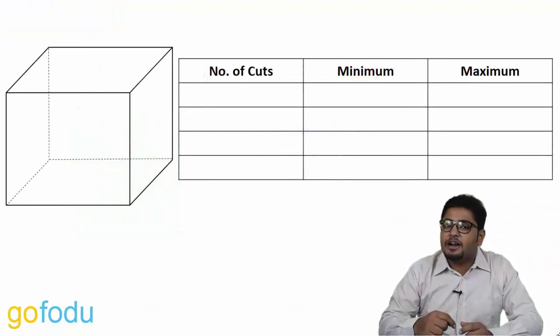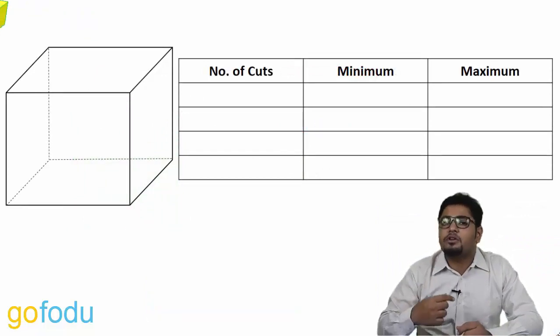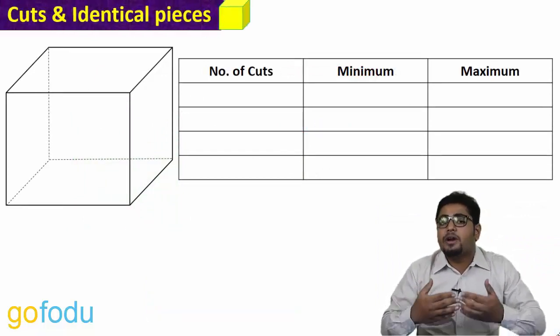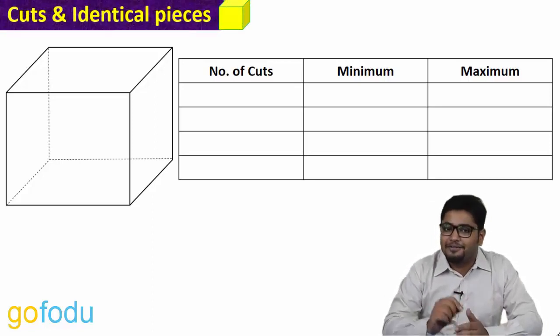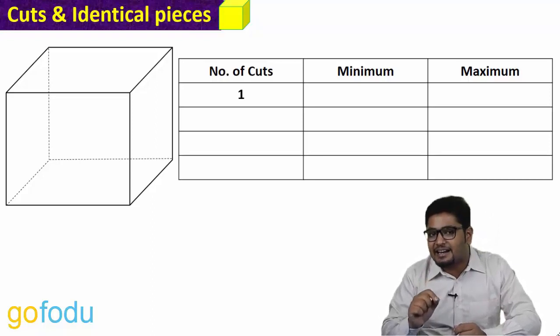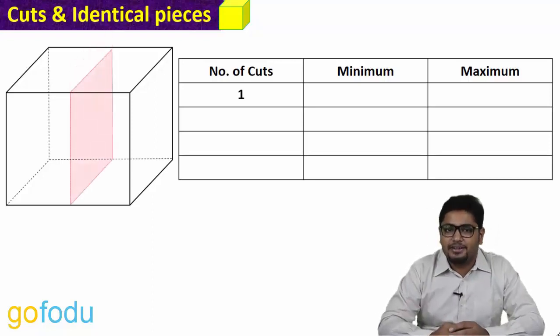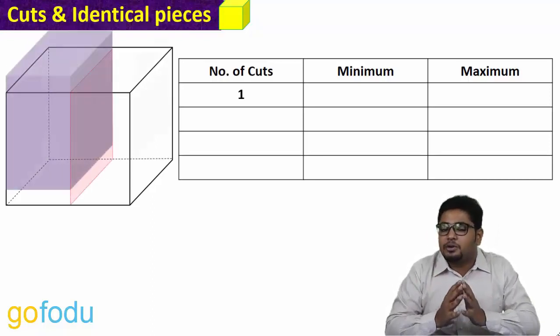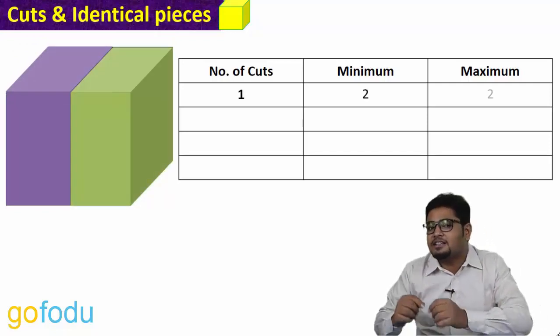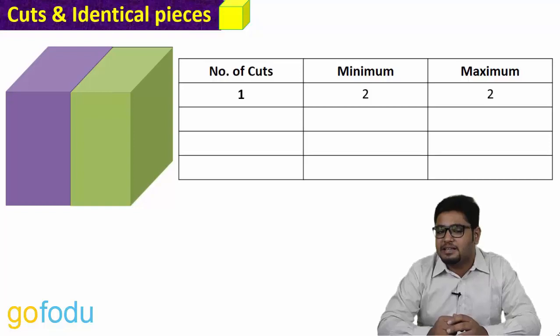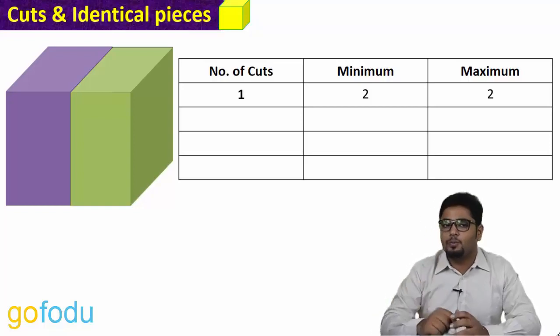Now let's figure out the maximum and the minimum number of identical pieces formed when different number of cuts are made on a cube. We start with only a single cut made like this. It divides the cube into 2 identical parts. Both the minimum as well as maximum number of identical pieces are equal to 2.